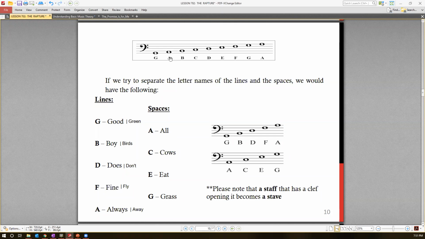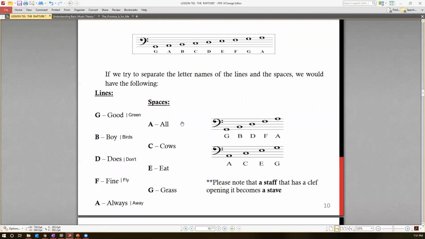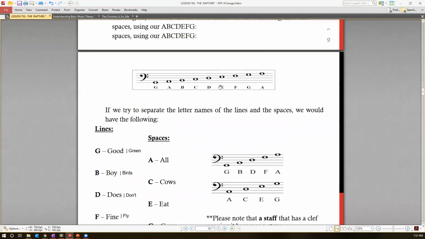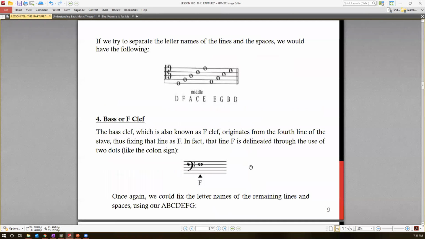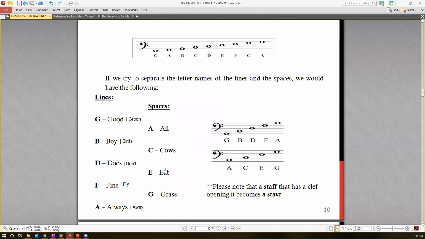So our first space is A, second space is C, third space is E, and G is our fourth space. All cows eat grass. Mostly by default, everyone uses this for the spaces. You will realize it's just common. This is the one I also use. For the treble clef, remember FACE for the spaces. And for the bass clef, it is all cows eat grass.